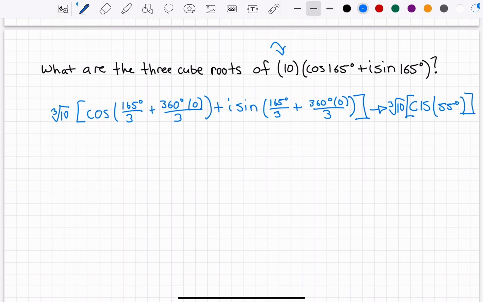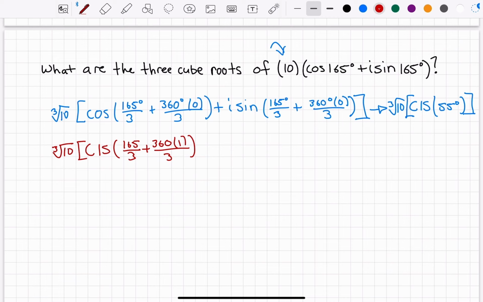All right. Sure, you can plug that into the calculator if you want an exact answer, but that's going to be the most simplified form there. Now, in red, let's go ahead and find our second root. It's going to start off the same way. We're going to start with the cubed root of 10, and then CIS, and then what's inside those trig functions is going to be 165 over 3 plus 360 times 1 over 3. So this time we're not getting rid of that second term.